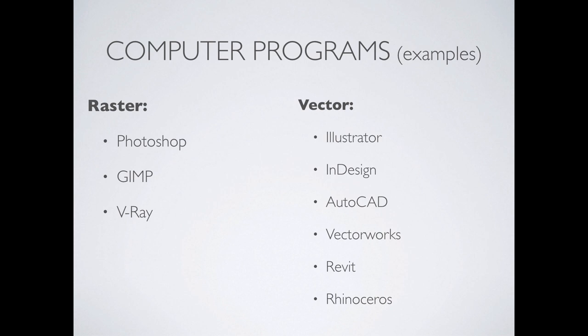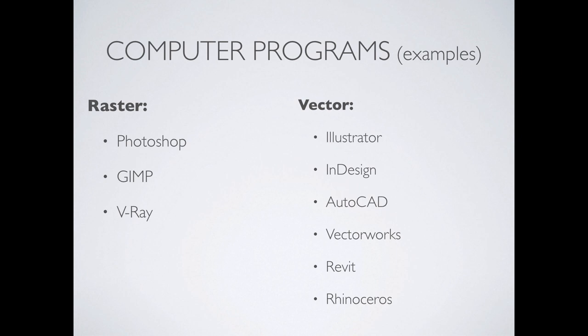So in terms of what computer programs are using what, you can probably sort this out on your own. Things like Photoshop, GIMP is the open source version of Photoshop. Things like V-Ray that do renderings, those are all creating raster images, or they're working with raster images.